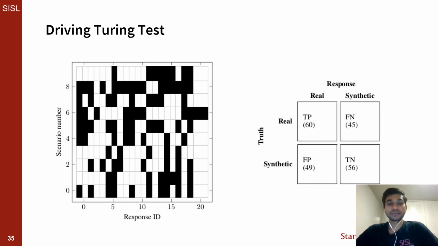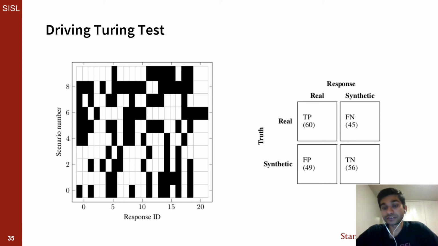To assess the realism of the driving behavior obtained using our particle filtering based method to infer the parameters of the cooperative intelligent driver model, we performed a driving Turing test. Here, we generated synthetic videos, 10 of them, and showed them to 21 human respondents. The picture on the left shows the misclassification performed by the human respondents. On the x-axis, we have the different IDs of the various human responders, and on the y-axis, we have the different scenarios, so there are 10 of them.